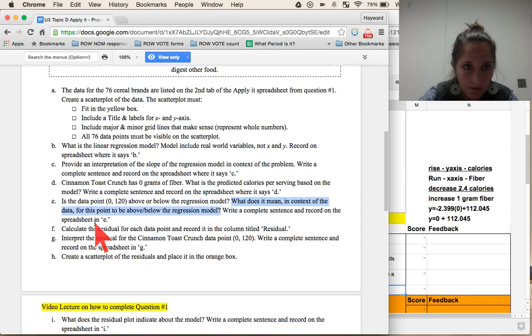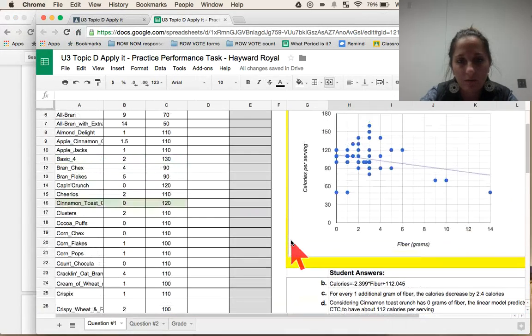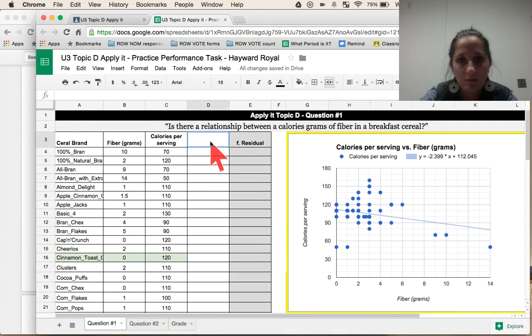All right, A, B, C, D, E, F. So calculate the residual for each data point and record it in the column titled residual. So now I'm going to go ahead and calculate the residuals. In order to calculate the residuals, I first need to calculate the predicted calories, because remember, residual is actual minus predicted.